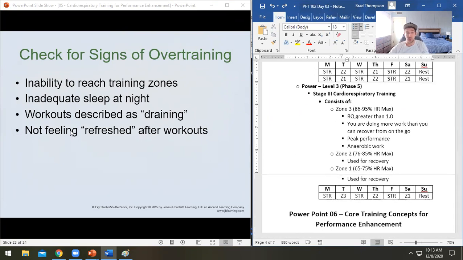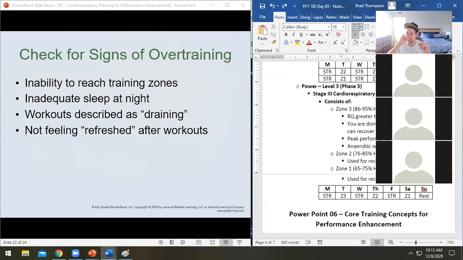Finally, we got that zone 3 stuff. Zone 3 is where we are getting into peak training, right? So that's going to use zone 3, 2, and 1. We're incorporating all 3 zones. You're making sure that you are doing more work than you can recover from on the go, which means you have to slow down if you want to recover. That's why I always tell people, I'll give my clients cardio to do between sets all the time.